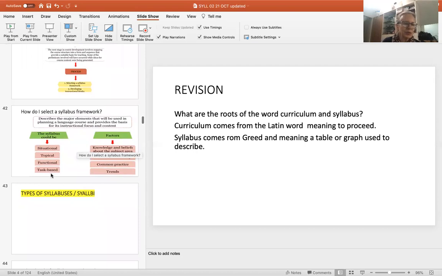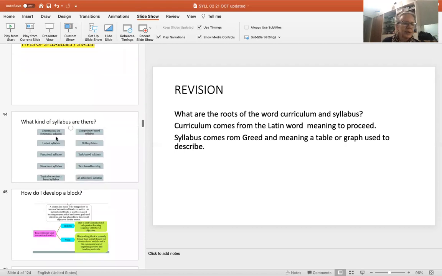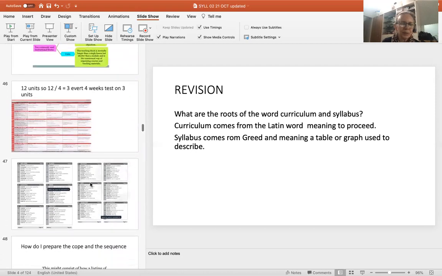We looked at the types of syllabi again. So situational, topical, functional, task-based. And there are other ones here, grammatical, lexical as well. And we looked at how to block up the syllabi or syllabuses.